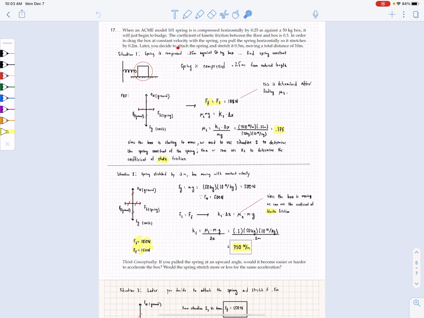Later, you decide to attach the spring and stretch it 0.5 meters, moving a total distance of 10 meters. So if stretching the spring 0.2 meters allowed the box to move with a constant velocity, then we know that if we stretch the spring 0.5 meters and we pull the box such that the spring is stretched 0.5 meters all the time, then the box is going to be accelerating and its motion is going to be changing because there's going to be a non-zero net force.